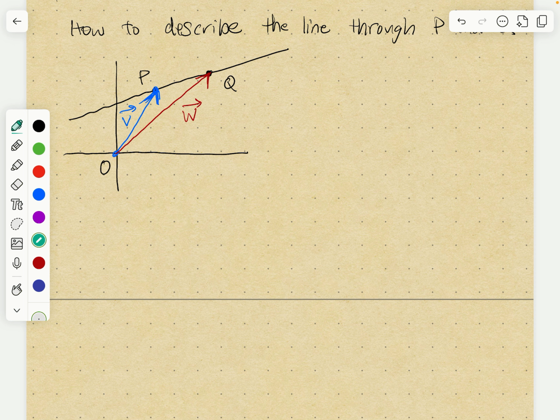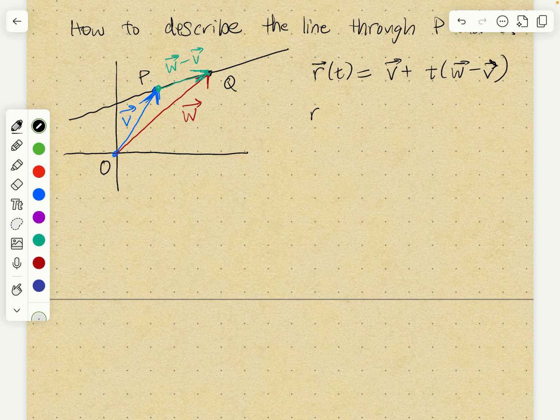And how do you do that? Well, if you take this vector, W minus V, that's the vector from P to Q. Now I should say that this line is parallel to W minus V. That's the correct way of saying it. The line is parallel to this vector W minus V. And the idea is, if you look at the equation r of t equals V plus t times W minus V, what does that look like?